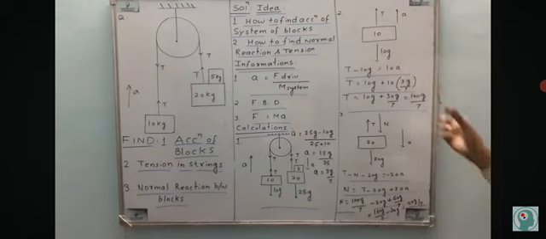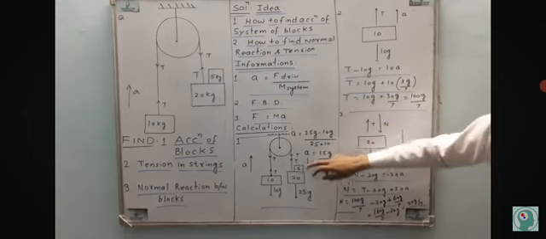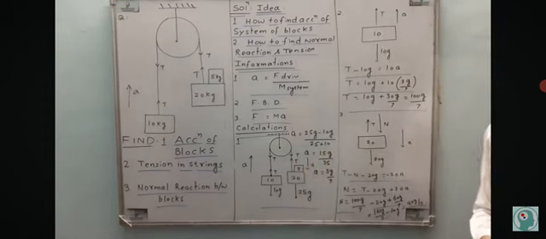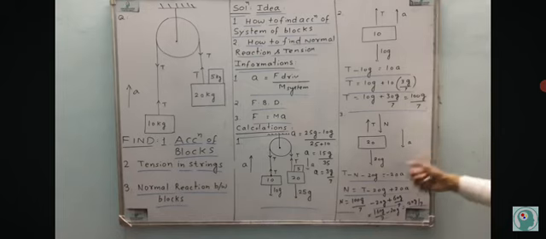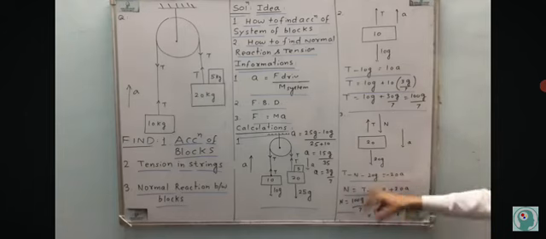Similarly, for calculating the normal reaction, we can draw the free body diagram of the 20 kg block. The normal reaction applied by 5 on 20 will be in the vertically downward direction. Think why. Then using the force equation, T minus N minus 20g is equal to minus 20a, and after calculation we have N equal to 20g by 7.